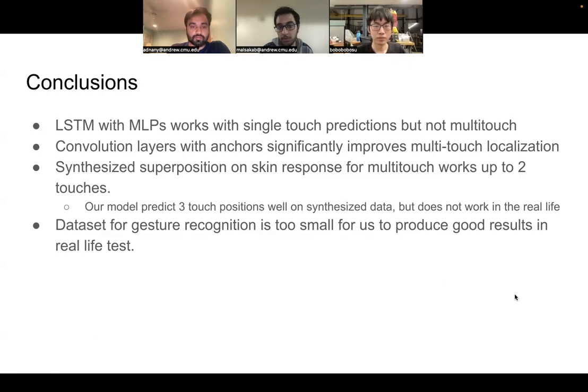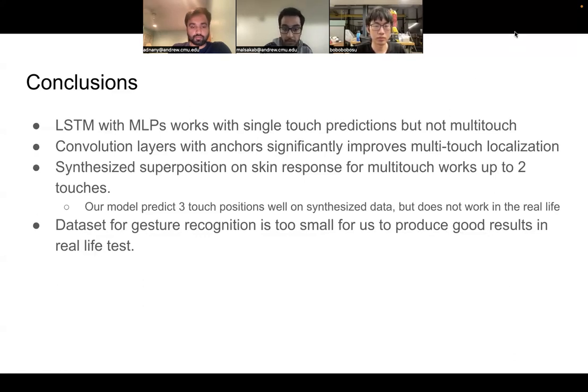So in conclusion, we can conclude our project with these points. LSTMs with MLPs work with single touch prediction, but not multi-touch. Convolution layers with anchors significantly improve our multi-touch models. We synthesized some superposition of single-touch responses for multi-touch, and this could work up to two touches in real life. For synthesized data, it could work with 3 touches.